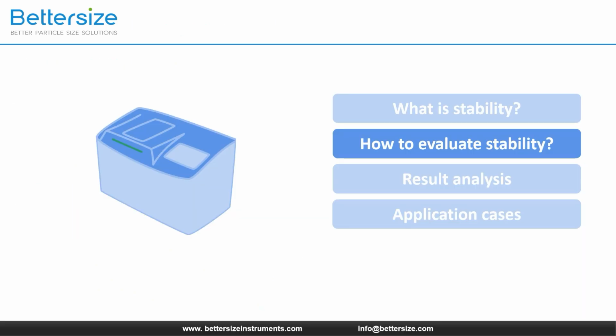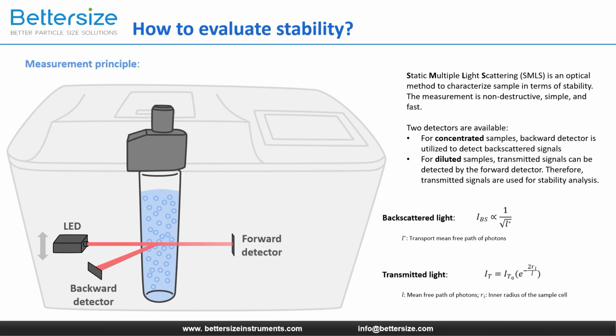The second part is the measurement principle of BeScan Lab. Here I present a simplified interior structure of BeScan Lab, a setup containing an LED light, a forward detector, and a backward detector that moves upwards to capture the transmit and the backscatter signals every 20 micrometers.